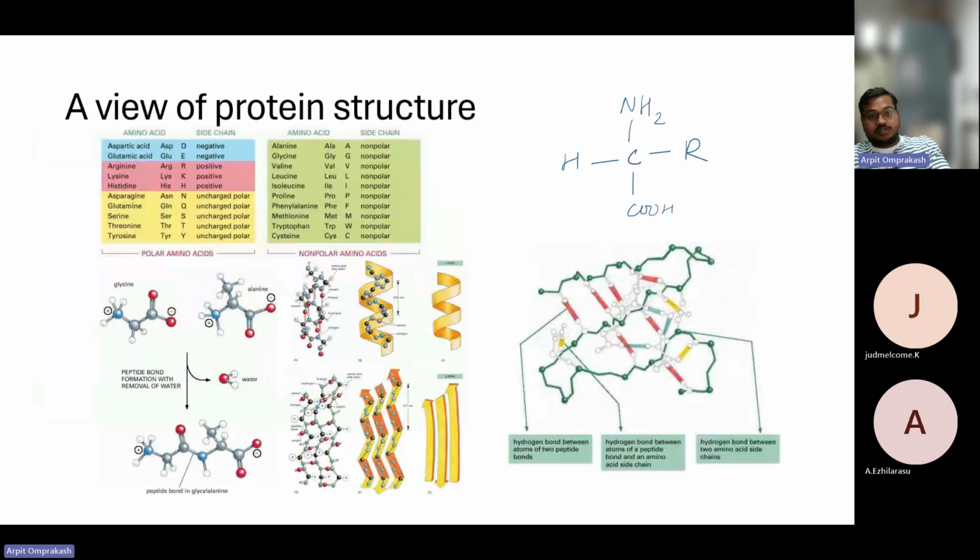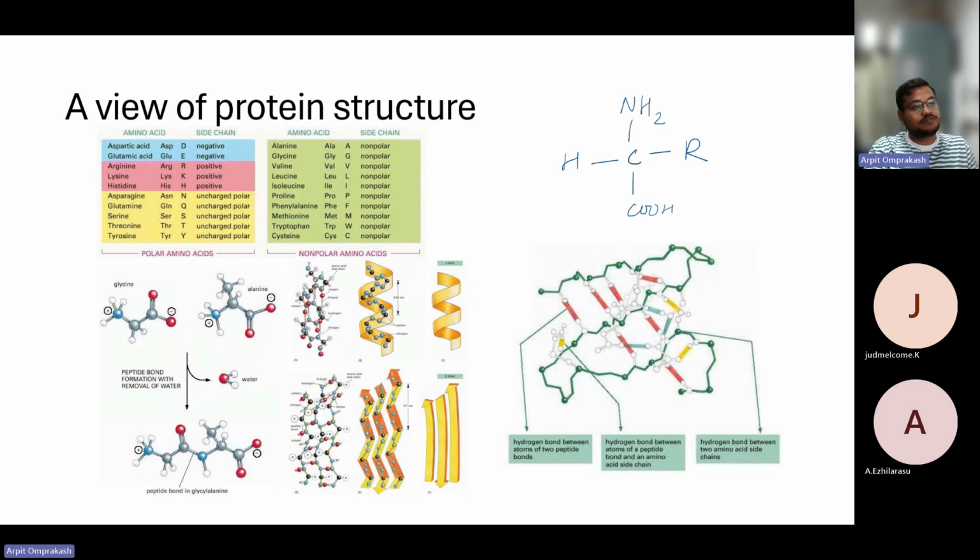Next, the next important macromolecule is basically protein. So we talk about protein. Proteins are made up of smaller structures called amino acids. We have 20 amino acids, and they have a general structure like this.